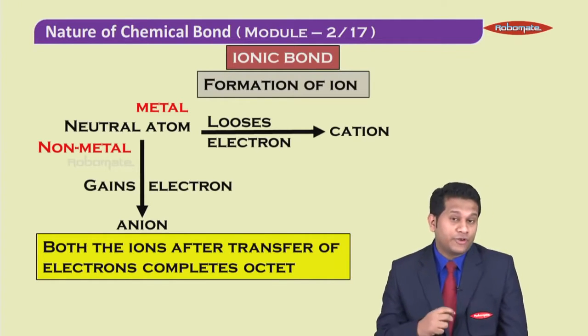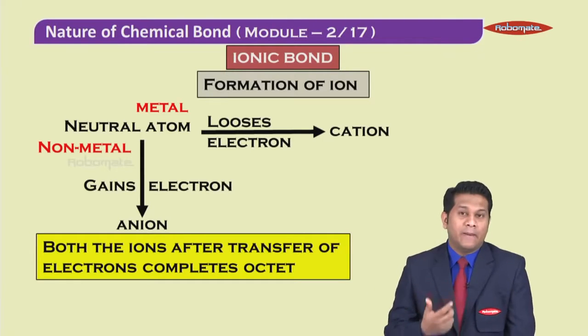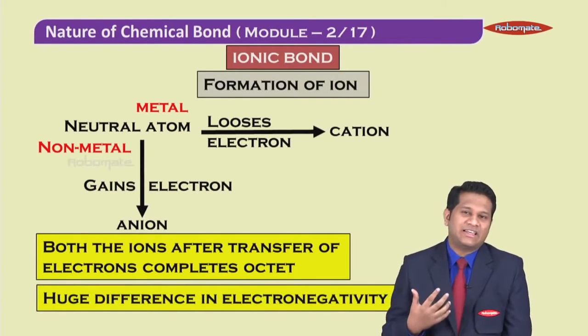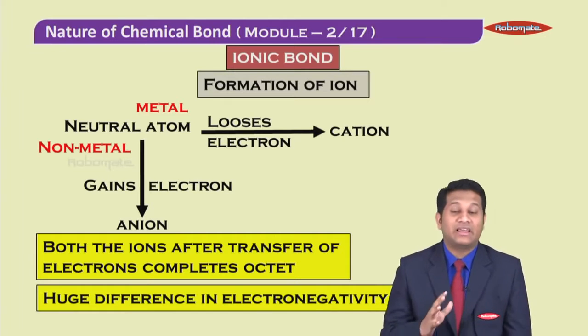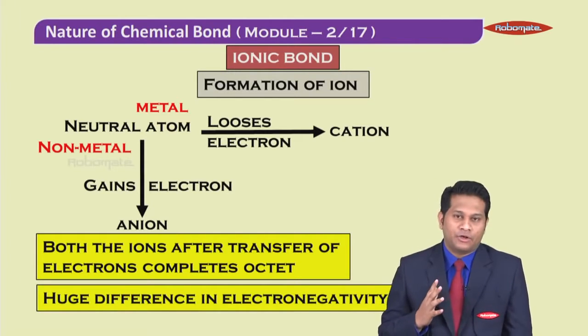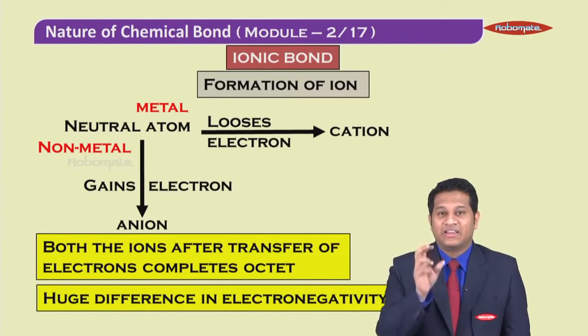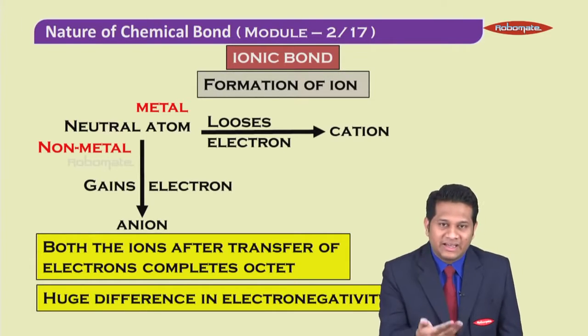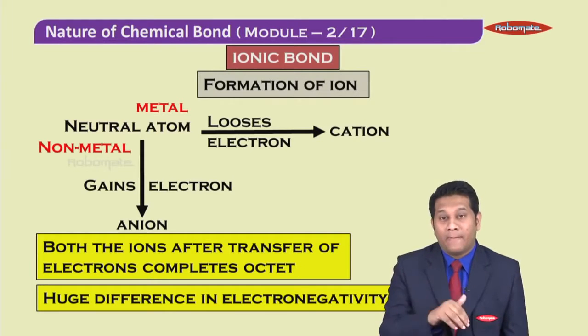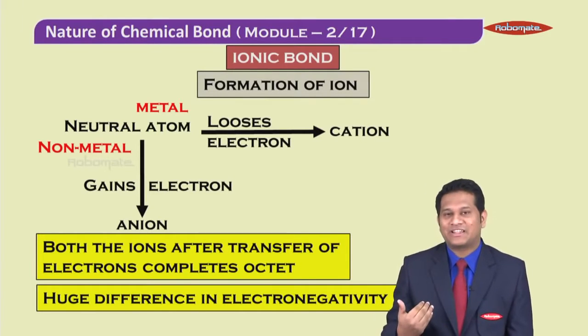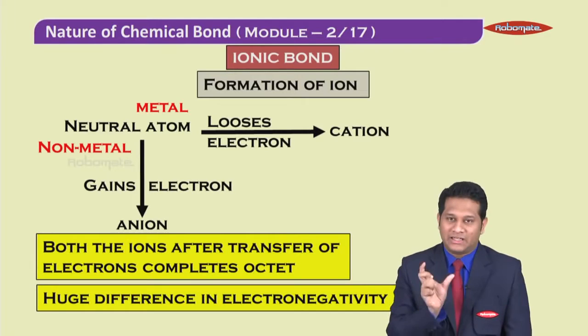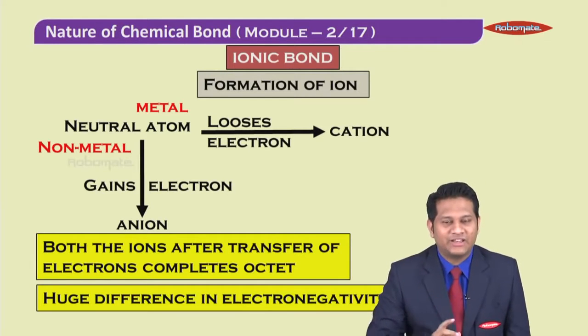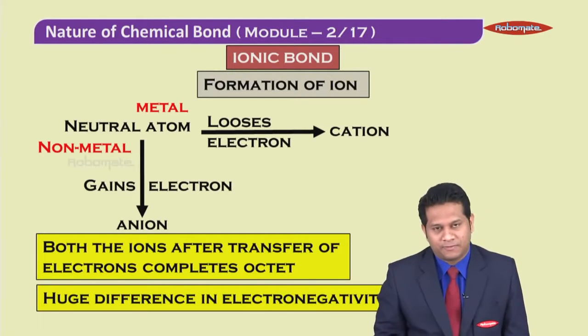Here I can also give you one more point to understand that metals and non-metals, they basically have a huge difference in electronegativity. So the conclusion is that ionic bonds are formed between cations and anions formed from metals and non-metals respectively, where metals और non-metals के बीच में the difference in the electronegativity has to be very huge.